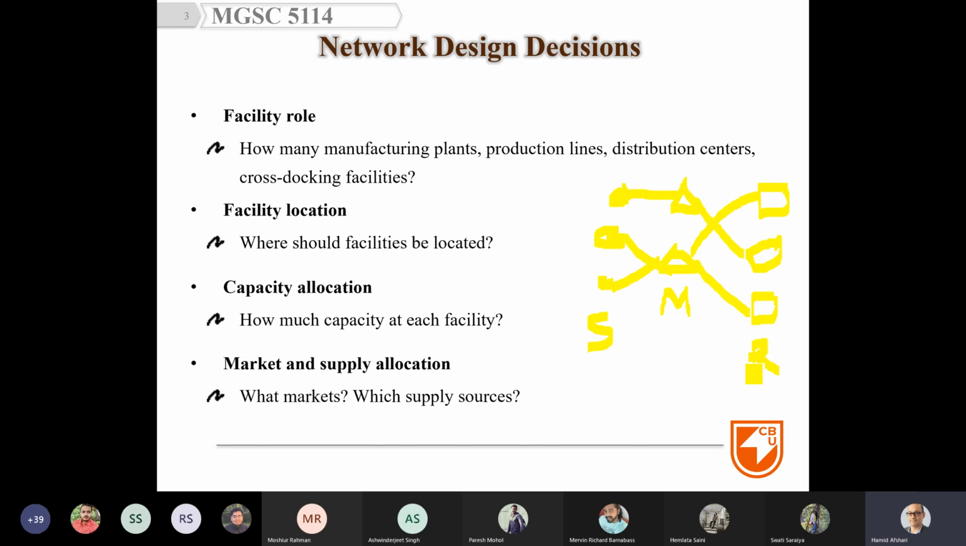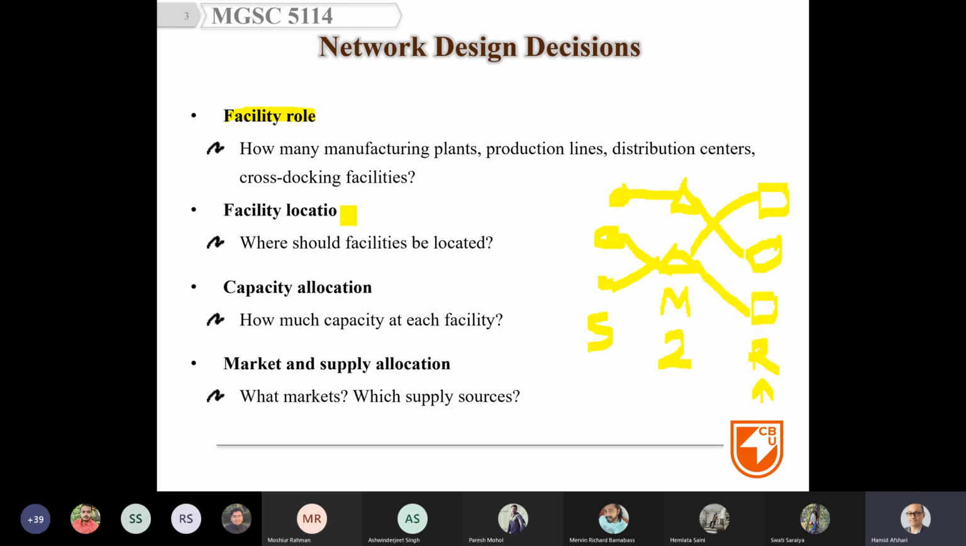Network means we have some nodes. These nodes are connected to each other, and then we expect something to happen. What do we normally see in such networks? The first thing is facilities. We have a set of facilities. So how many manufacturing plants, production lines, distribution centers, cross-docking facilities do we need? So how many of them do we need? Is three retailers enough in this example? Are two manufacturing companies enough here? Are three suppliers enough here? So this is the first thing we need to think about.